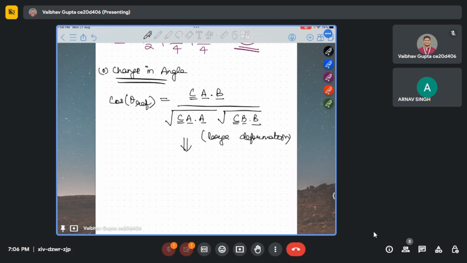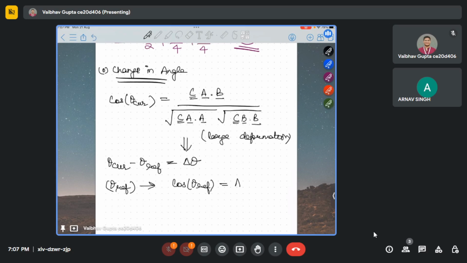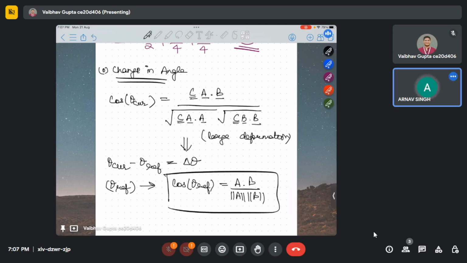This is the theta reference, cos theta reference for this thing, and change in angle is theta current. Sorry, I have written wrong. This is theta current. So change in angle is theta current minus theta reference, which is equal to delta theta. What is theta reference? Cos theta reference is nothing but A dotted with B. This is the dot product. So this is theta reference. From this you will calculate theta reference, and from this formula you will calculate theta current.